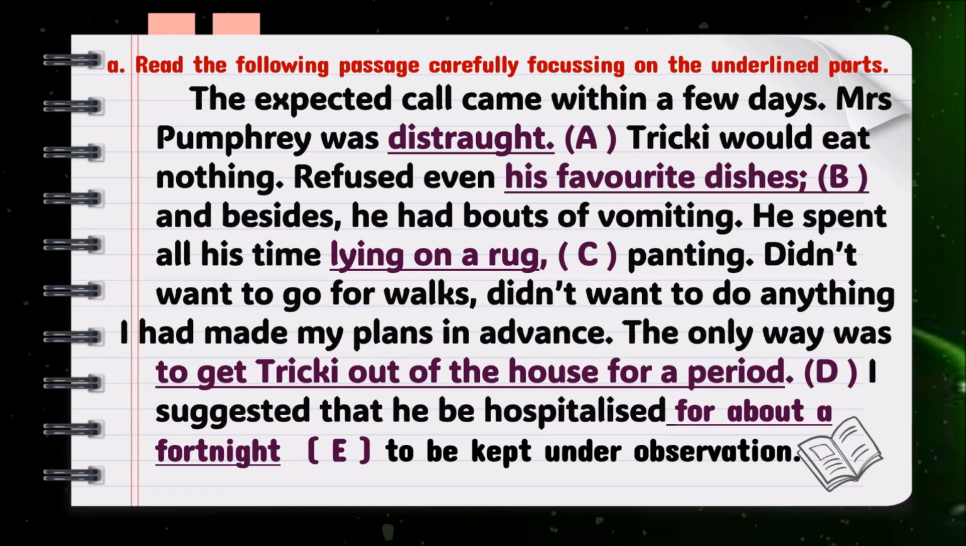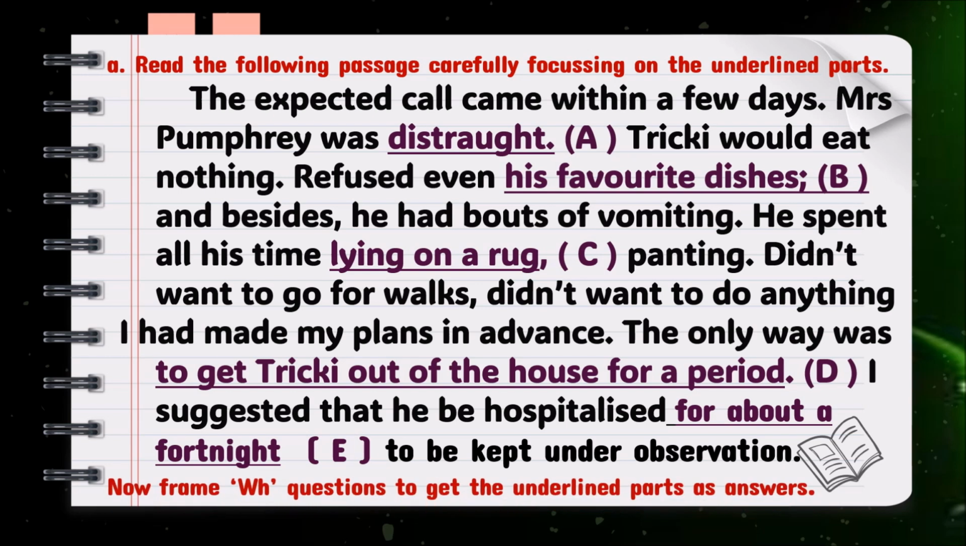I had made my plans in advance. The only way was to get Tricky out of the house for a period. I suggested that he be hospitalized for about a fortnight to be kept under observation. So now, frame WH questions to get the underlined parts as answers. You have to identify the tense as I told you, and after that you have to focus on the keyword, first of all, to find whether it is when or where or how or why.